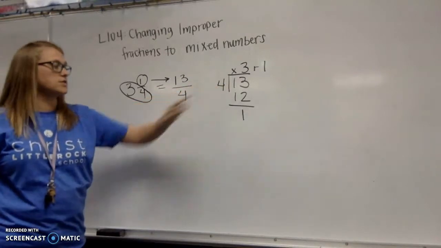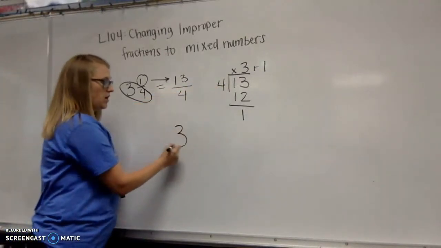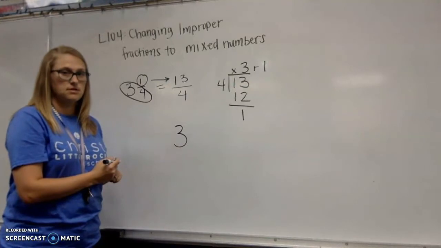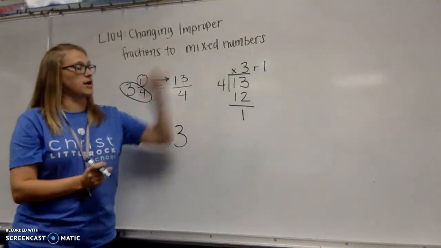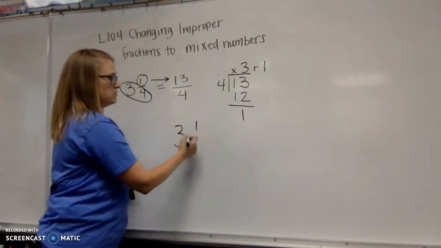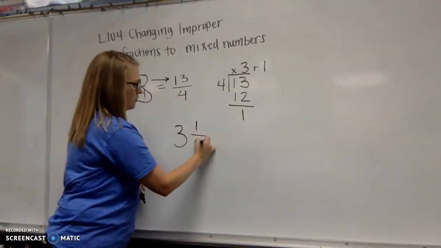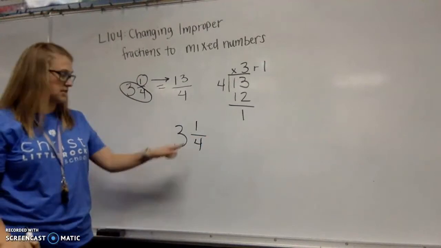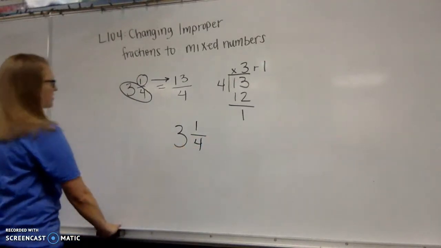So 4 can go into 13 3 whole times. Okay, that's where our whole number comes in. And our remainder is going to be the numerator, and 1 more time out of 4 pieces. Our denominator is never going to change. So let's try another one.